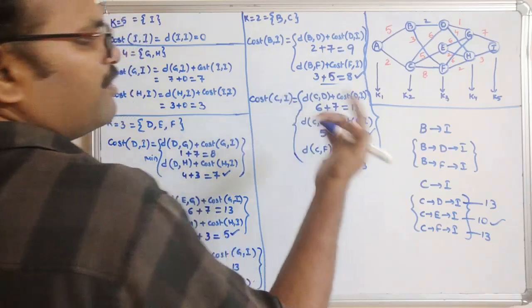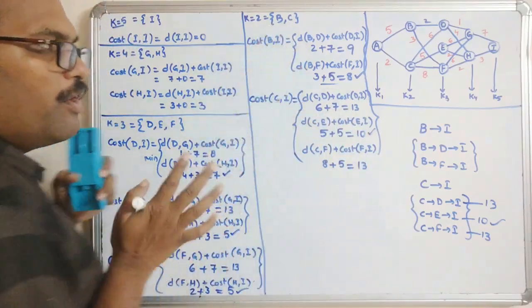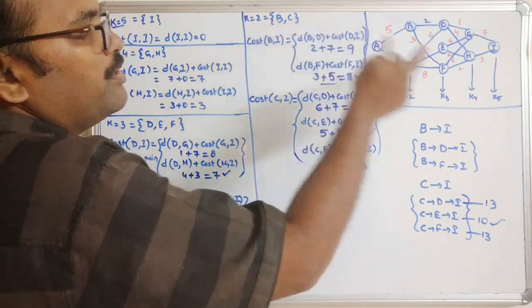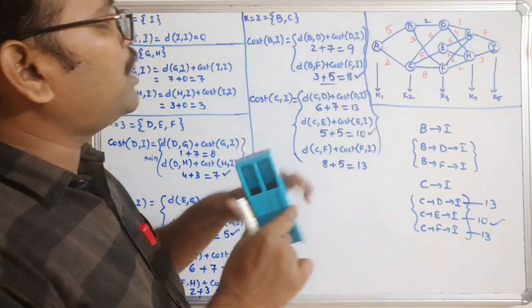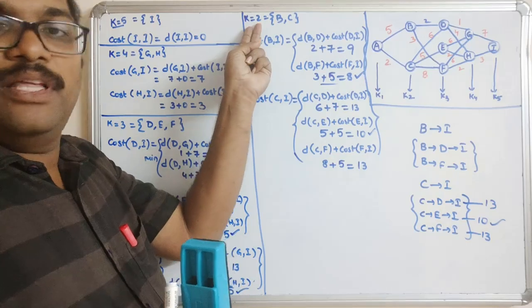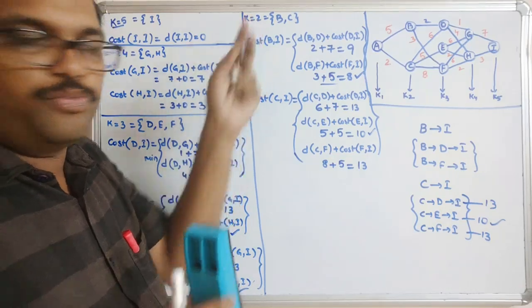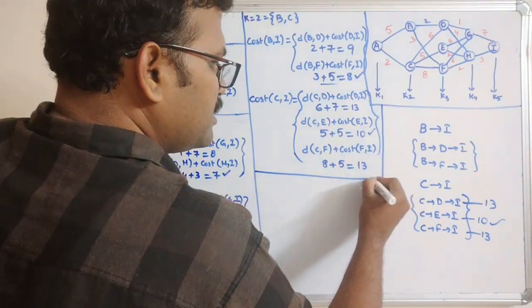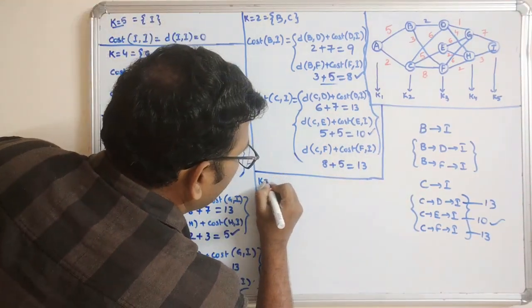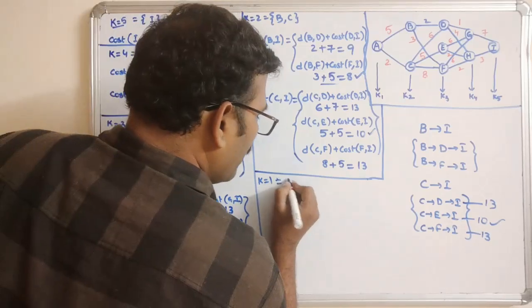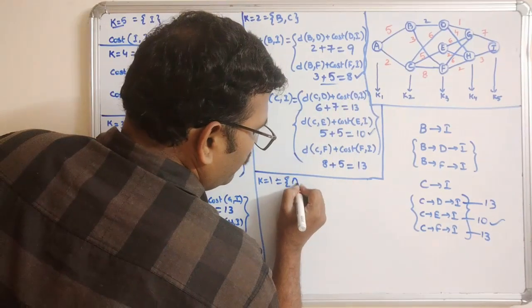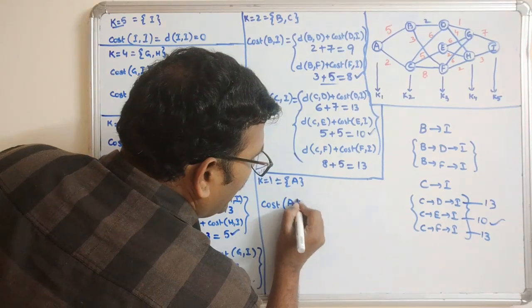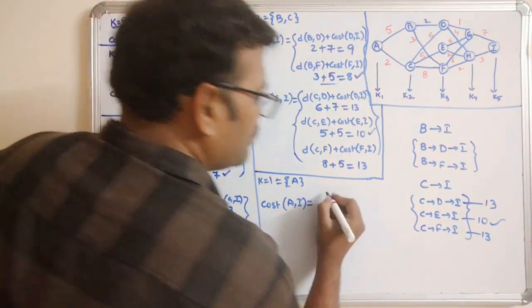Now, for the other vertices in stage 2, we have computed the distance or the cost from B to the destination and C to the destination, which are the two vertices available in stage 2. So that is completed. Now come to stage 1. In stage 1 we have only one vertex, that is A, which is the source. We need to find the cost of A to I, which gives the distance.